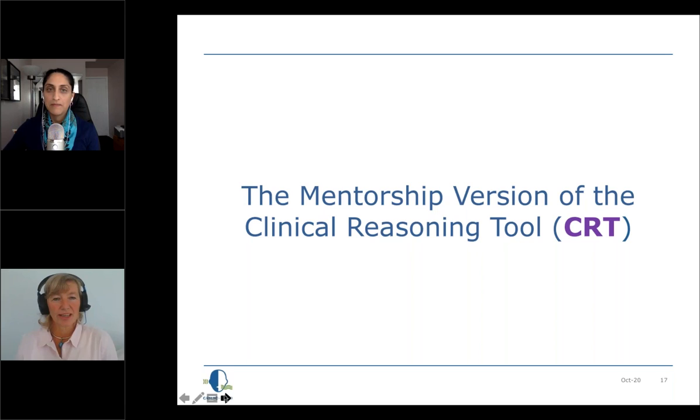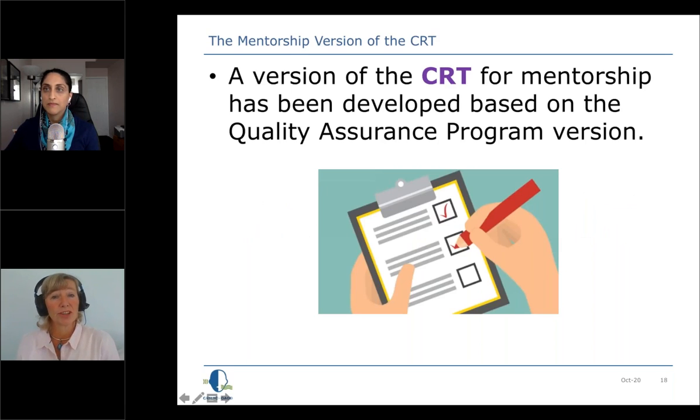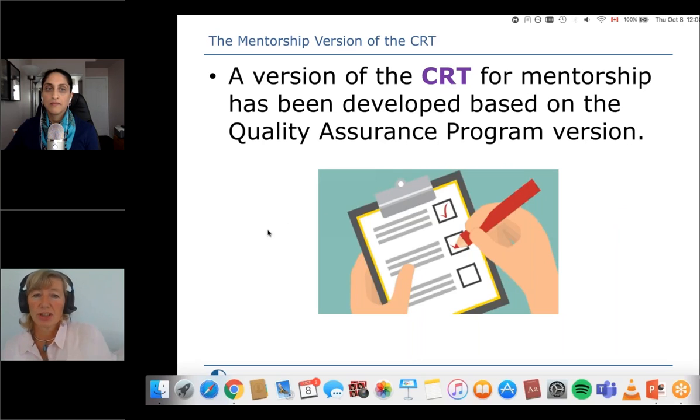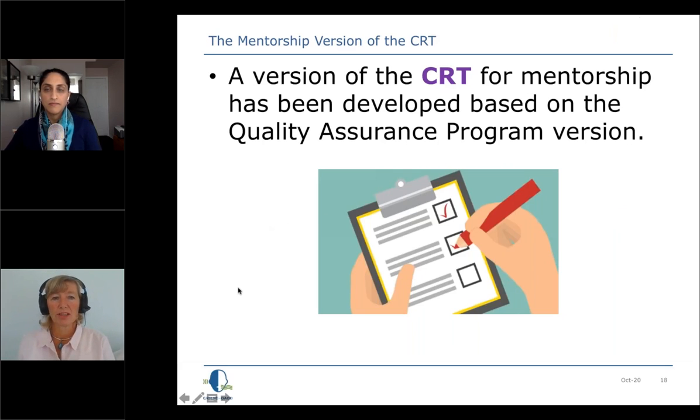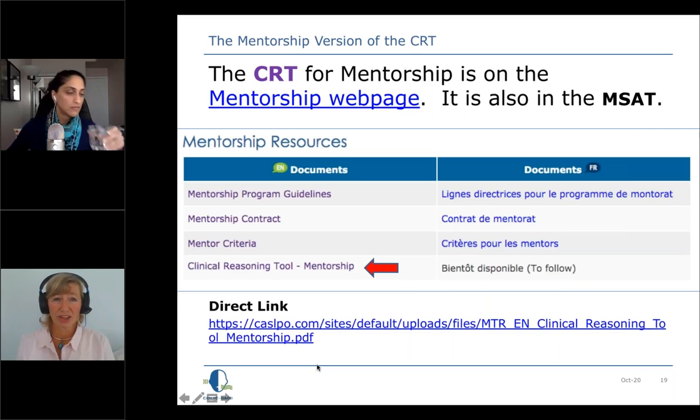So let's take a closer look at exactly what the mentorship version of the clinical reasoning tool looks like. This version was developed based on the quality assurance program version that we put into place 3-4 years ago. It's really being created for the mentorship, and you can find this on the mentorship webpage, and it's also included in the MSAT itself.